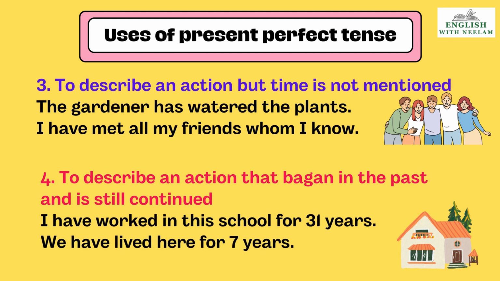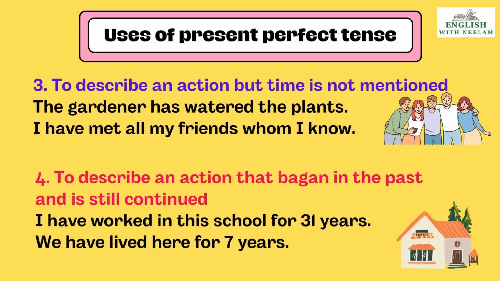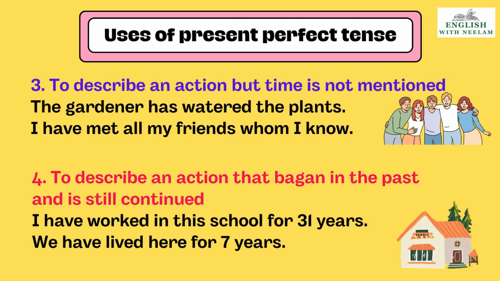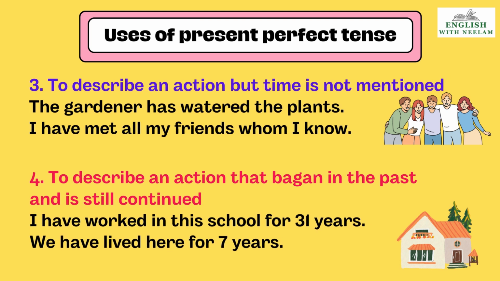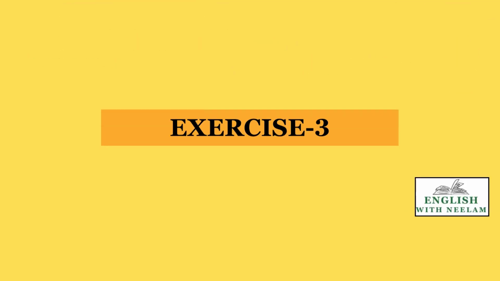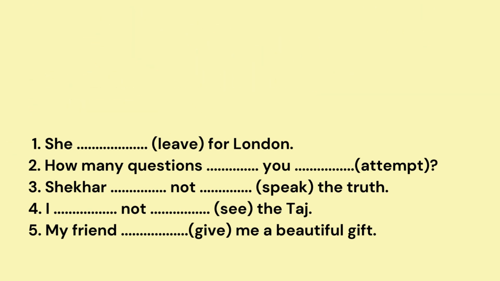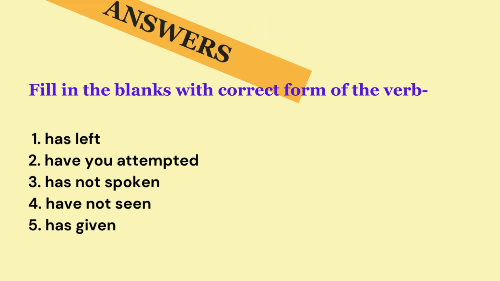Next is to describe an action that began in the past and is still continued. I have worked in this school for 31 years. We have lived here for 7 years. Now here is another exercise for you children. Read the sentences very carefully. Solve them and then match your answers.